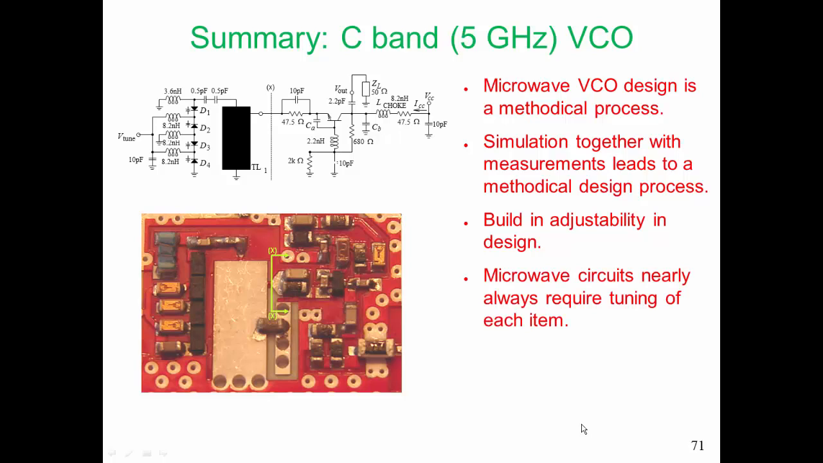And the other thing to remember is that microwave circuits nearly always require tuning of each item that we produce. Whether we are building an RFIC or a hybrid circuit, there will be manual tuning involved, most likely, and so part of our design effort is to minimize the cost of manual tuning. We can do that by having fewer stages. For example, having a VCO that operates at a fairly high frequency is much better than having a low frequency VCO with multiple multiplier stages, because a human would have to tune each of those stages.